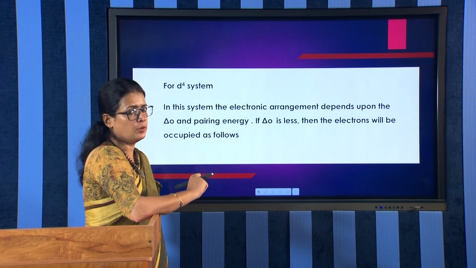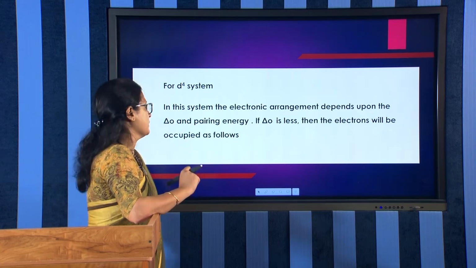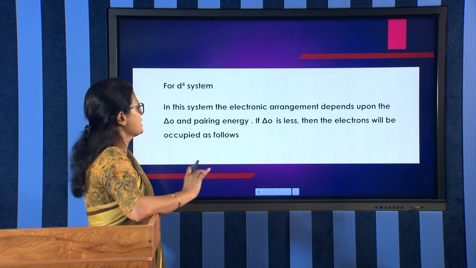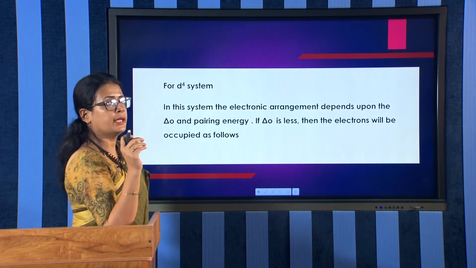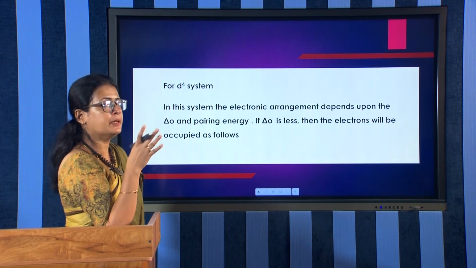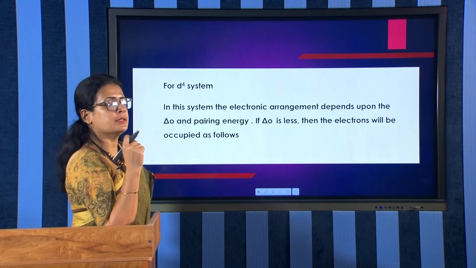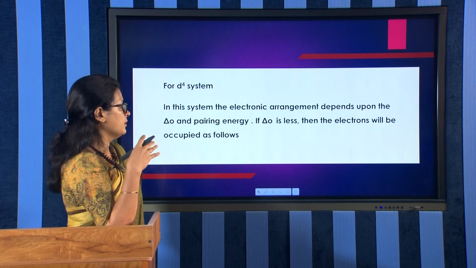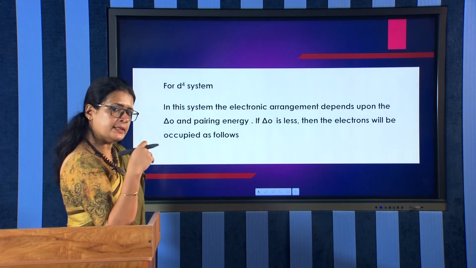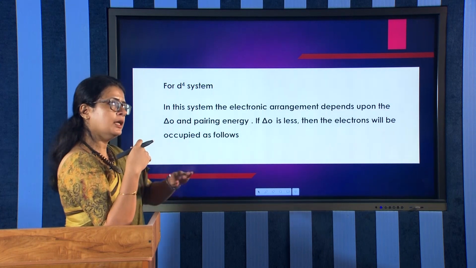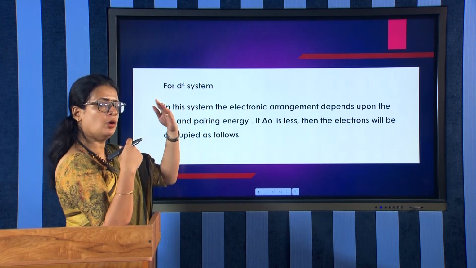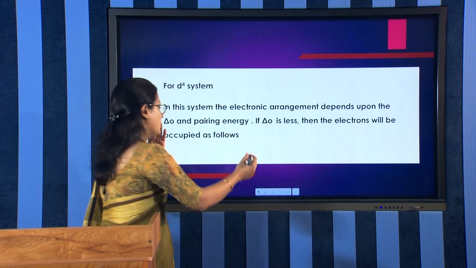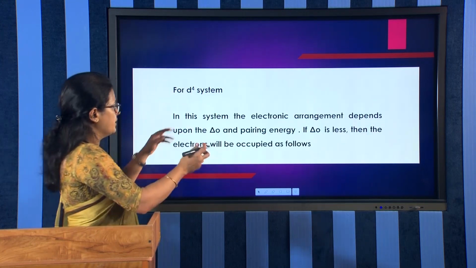In the case of D4 system, the case is somewhat different. In the system, the electronic arrangement depends upon delta O, that is the crystal field splitting, and the pairing energy. If delta O is less than the pairing energy, the electron will be moving upper side, that is in the EG orbital, it will move to the EG orbital. You can discuss in the coming slides.